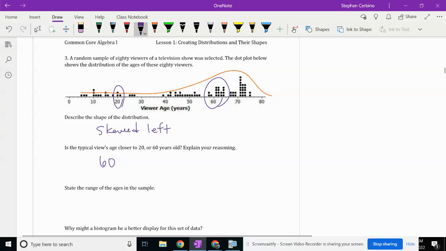Because this is a dot plot, we can actually find the range of this sample. This person here is, these are going up by 2s, 2, 4, 6 years old. These 2 people here are 72, 74, 76 years old. So the range is from 6 to 76 years old.